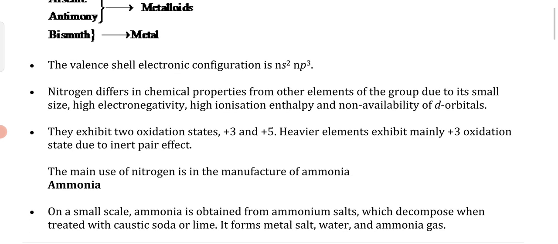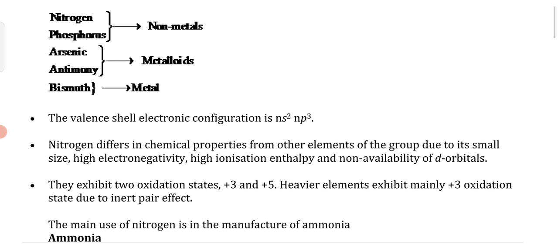Okay, they exhibit two oxidation states, +3 and +5. Why? Because if the p electrons are released, then the oxidation state will be +3, and if all 5 electrons are released, it will be +5. Either 3 or 5 electrons can be released. This is why they can show two oxidation states, that is +3 and +5.